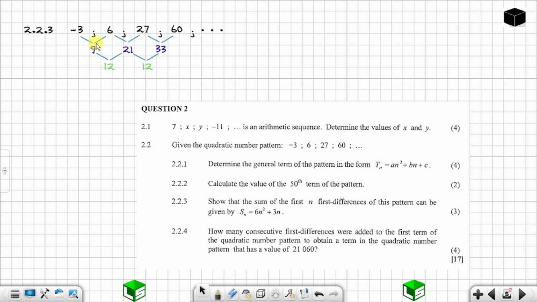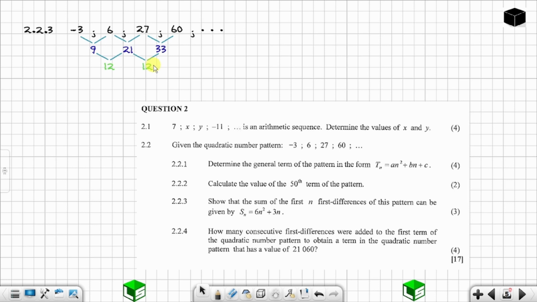Remember from the previous question, this is the pattern: negative 3, 6, 27, and 60. And we have our first differences and our second differences. Remember that from the previous question.